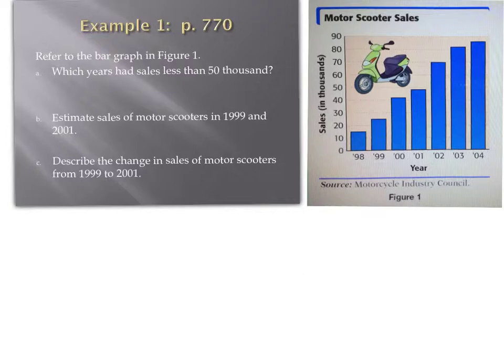So if you look at the bar graph, you first need to note the labels on it. So we have year, which represents my X values, and sales in thousands, which represents my Y values. So the numbers 10, 20, 30, 40, 50 are all by thousands. So which years had sales less than 50,000? So if we look at the 50,000, all the ones that had less were 98, 99, 2000, and 2001. Starting in 2002, it was above 50,000.